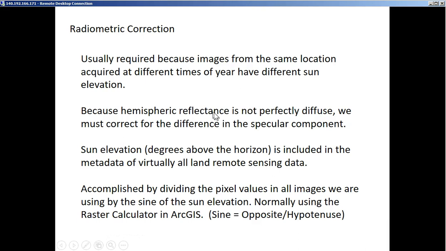So in doing so, we make this correction by taking the pixel values in all of the images you're working with. So if you're working with two images, you have to do it to both images using their own sun elevation and taking the sine, which is the opposite over the hypotenuse. We all remember that from our high school trigonometry. And you use the raster calculator, typically in ArcGIS, and you divide the pixel values in all the images you're using by the sine of the sun elevation.